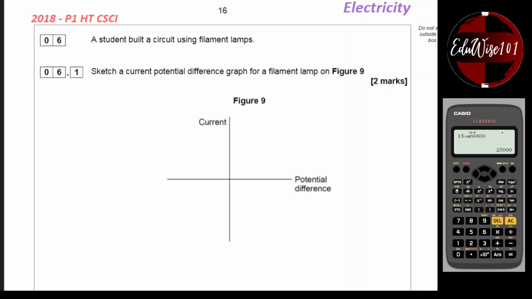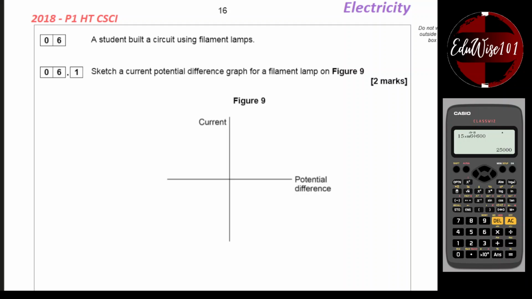In this video, I'm going to go through the AQA 2018 Paper 1 Higher Tier for the Combined Science. Question number 6 is on the topic of electricity. A student built a circuit using filament lamps. Sketch a current potential difference graph for a filament lamp on figure 9. So we've got the current and the potential difference.